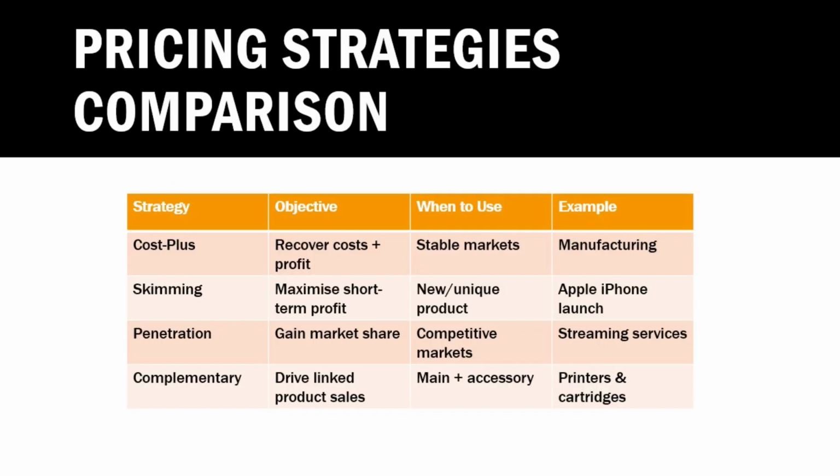Strategy comparison. Here's a comparison. Cost plus works well in stable markets. Skimming is for unique new products. Penetration works in competitive markets. Complementary suits linked products like printers and cartridges.